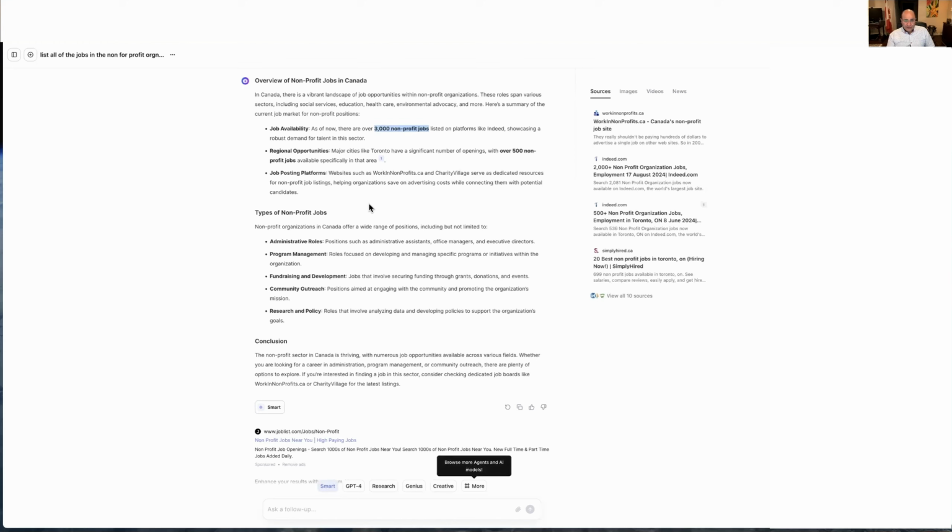So in conclusion, the non-for-profit sector in Canada is thriving with numerous job opportunities available across various fields. Whether you are looking for a career in administration, program management, or community outreach, there are plenty of options to explore. If you're interested in finding a job in this sector, consider checking dedicated job boards like workinnonprofits.ca or Charity Village for the latest listings.